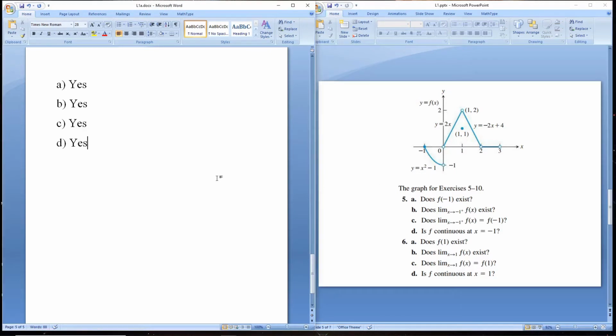So how about number 6 then? Does f of 1 exist? So let's check out where 1 is. If we look at where the function output is, this point is a little goofy, with a gap there. But the function output is here, and the function output does exist.